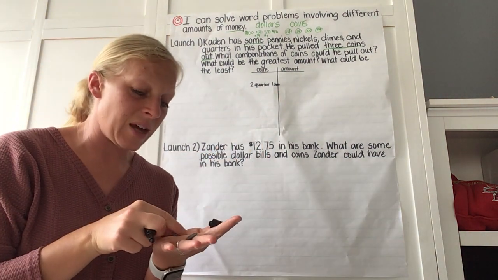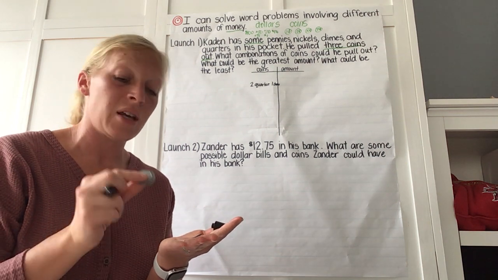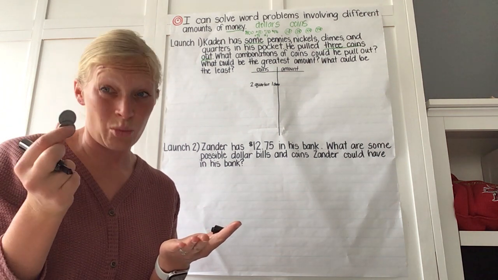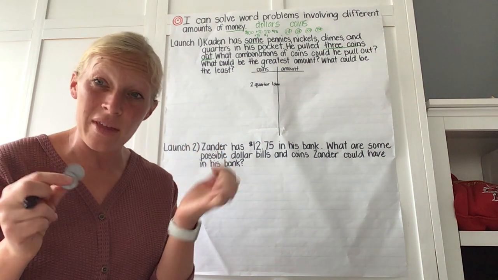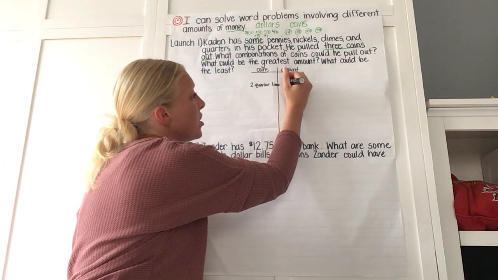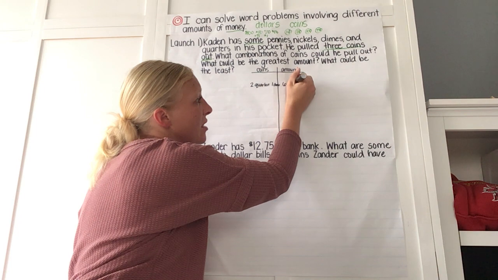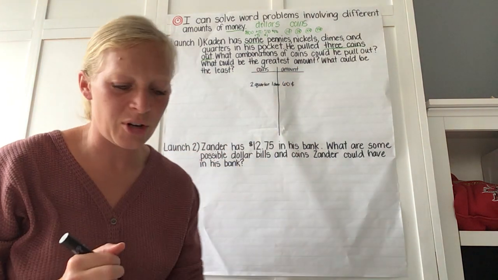So I know that each quarter is worth 25 cents. So 2 quarters is worth 50 cents. And then 10 more than 50 is 60. So next to it I'm just going to write 60 cents. Everybody see what we're doing?